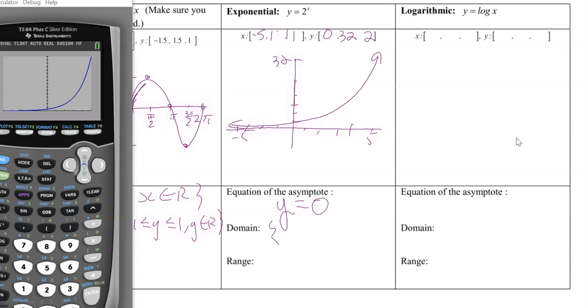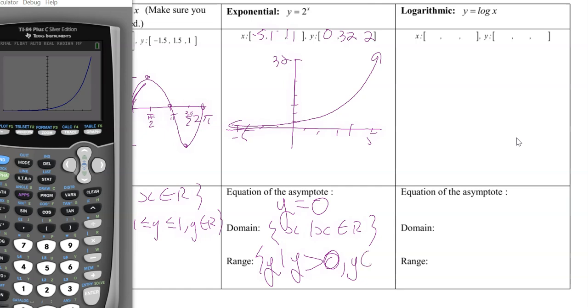Domain. So it says, is there any number I can't put in as the power of 2? Can I do 2 to a negative? Well, yeah, because there's stuff here. Like 2 to the -3 will be 1 over 2 cubed. And we'll do that in a sec. So the domain is the set of all x such that x belongs to the reals. And the range. So you can't get 0. So it's y is greater than 0. And y belongs to the reals. Okay? Again, we will learn as we do the unit on exponentials, we will go into all of these characteristics.